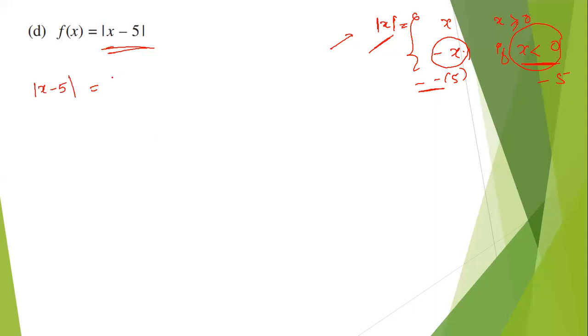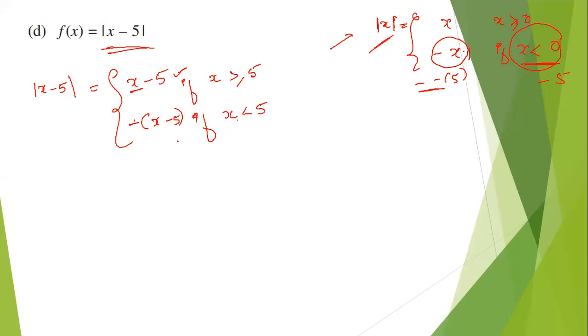x minus 5 will be x minus 5 if x is greater than 5. Greater than 5, anyways this will be positive itself. So if x is greater than or equal to 5, and it will be minus of x minus 5 if x is less than 5. So you will get negative here. So it will negate that value so that it becomes positive. This can also be written by multiplying the minus sign inside, it will be 5 minus x.